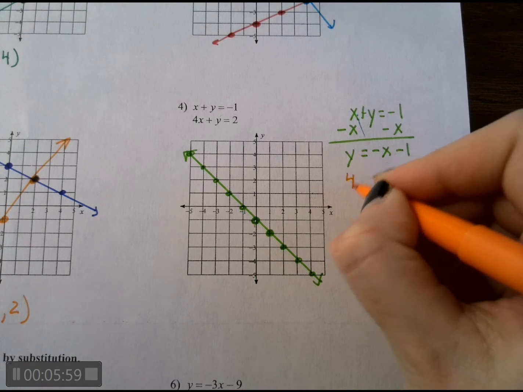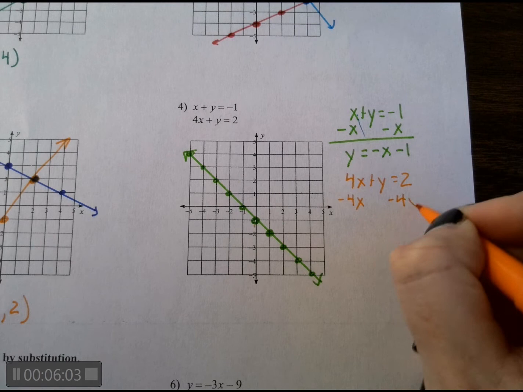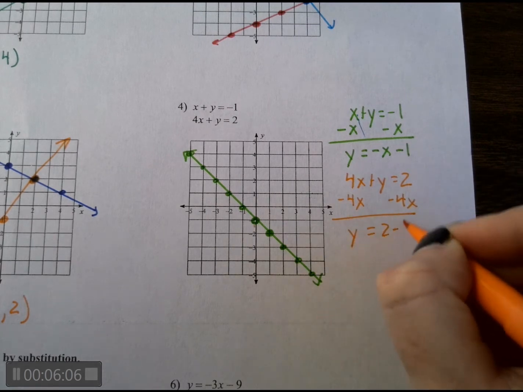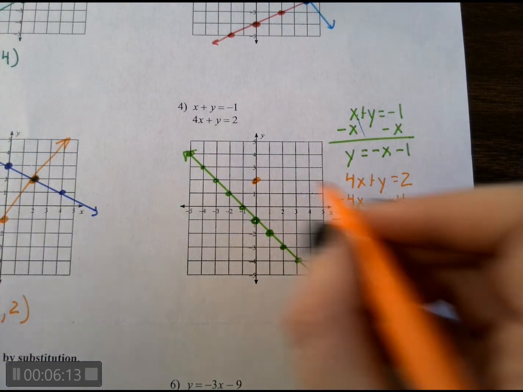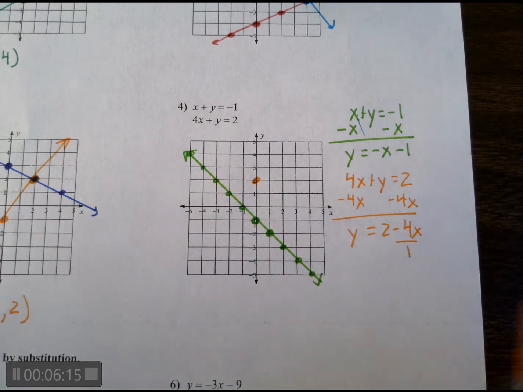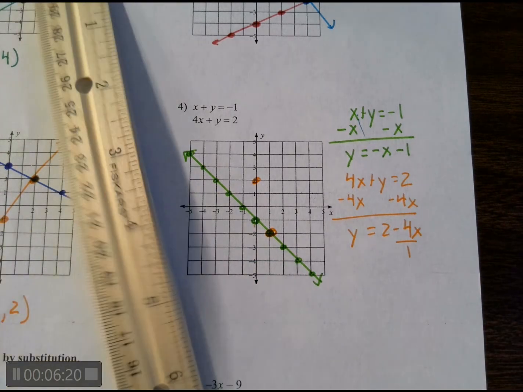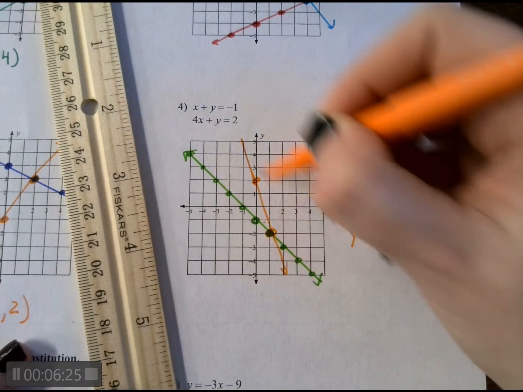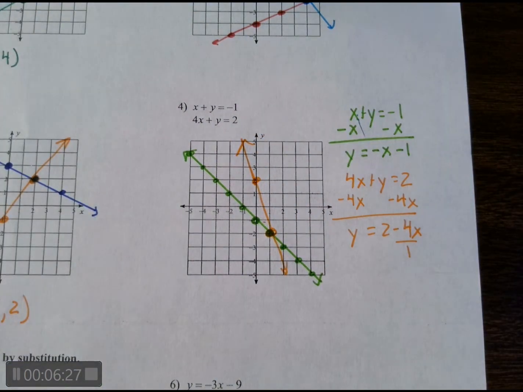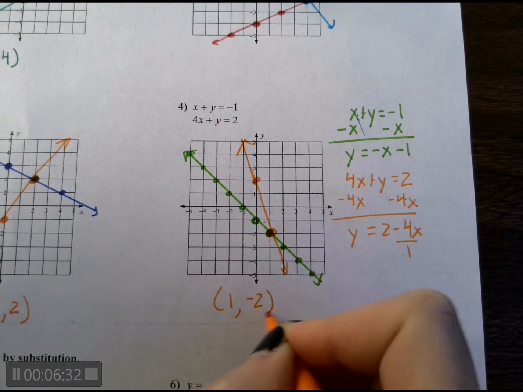And then we have 4x plus y equals 2. So we're going to subtract 4x from both sides to get y equals 2 minus 4x. So we start at positive 2, and then we are going to go down 4 and to the right 1, because remember, 4 over 1. And immediately we get that point of intersection. So we can just go ahead and draw our line. And our point of intersection is (1, -2).